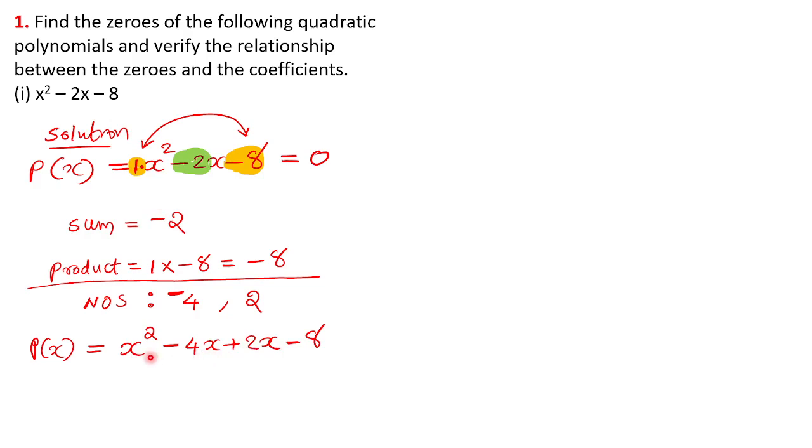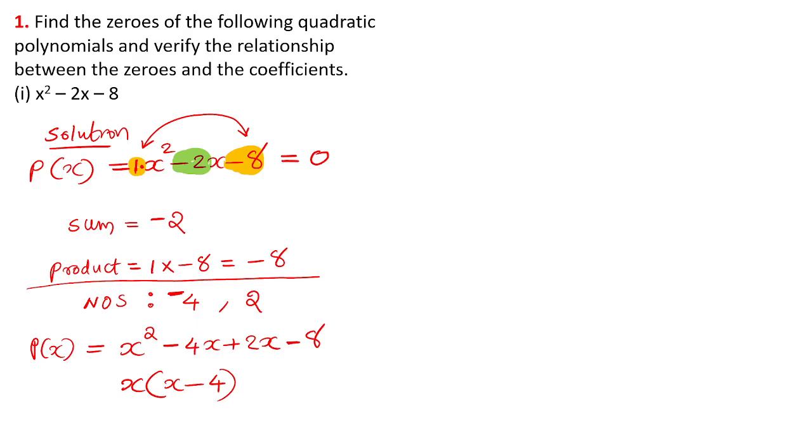And look here, from the first and second terms, can I take x outside? From the first and second, I can take x outside: x into x minus 4. Is that correct? Yes, if x square minus 4x, and x is taken out, x minus 4 is left. x into x is x square, minus x into 4 is 4x.